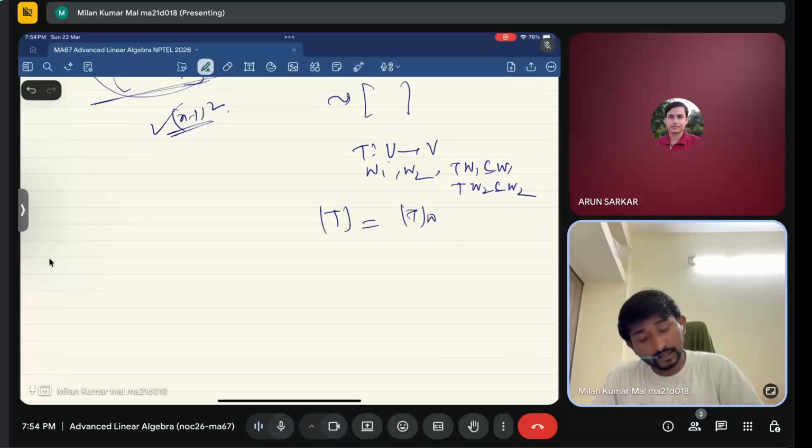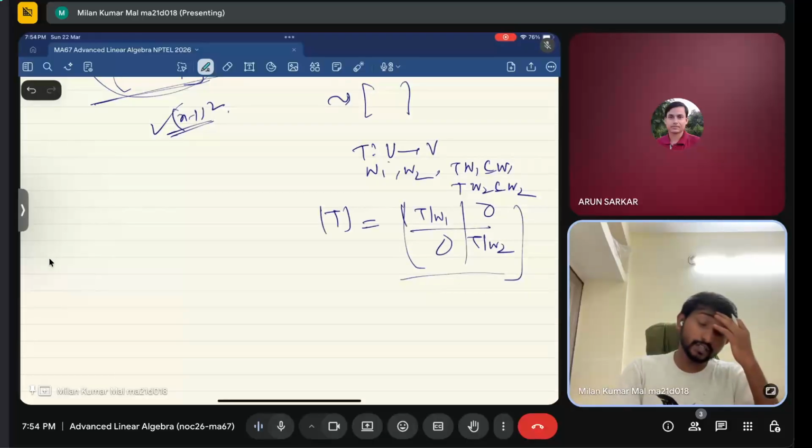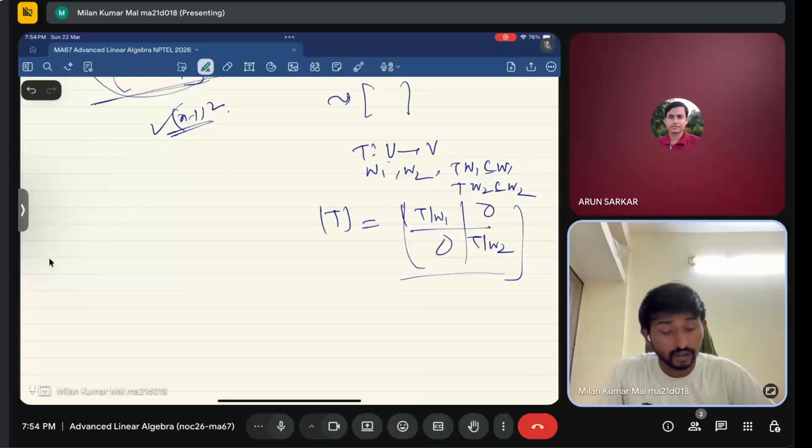First of all, let's check whether you understood this one or not. Then we can go ahead. Otherwise, it is not possible to go ahead. If it is not understood, I will try to explain why this happens. This happens because you can consider a basis of W1 and a basis of W2, and you can combine them to get a basis of the vector space V.